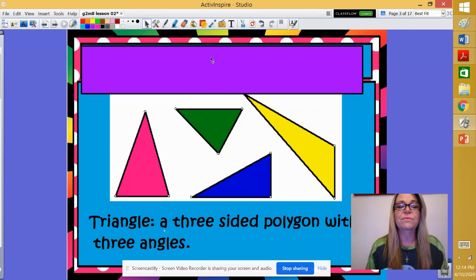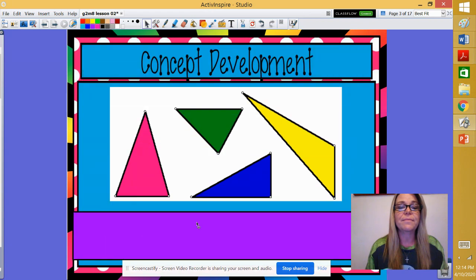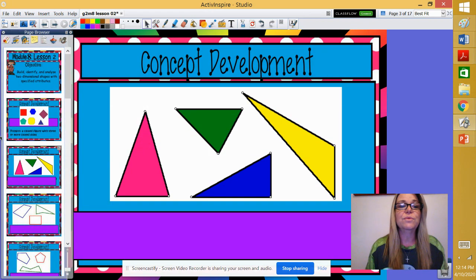It's a triangle. A triangle is a three-sided polygon with three angles. Remember, a polygon is a closed shape with three or more sides. So a three-sided polygon is a triangle. It has three straight sides and three angles. Let's identify some additional shapes.